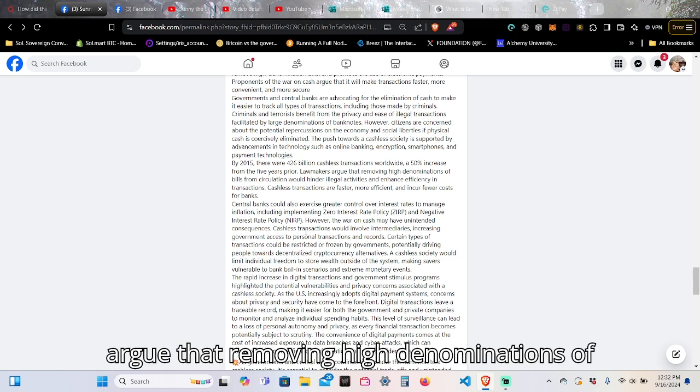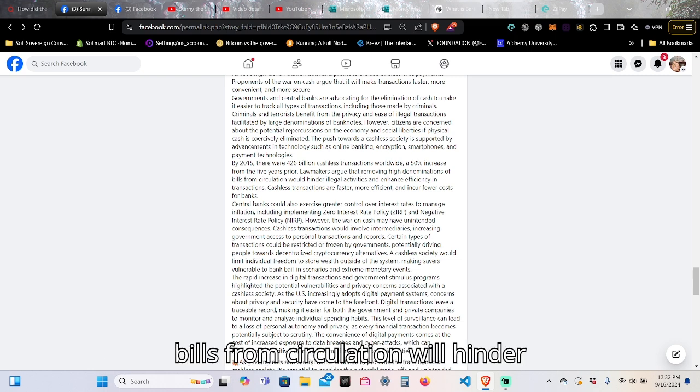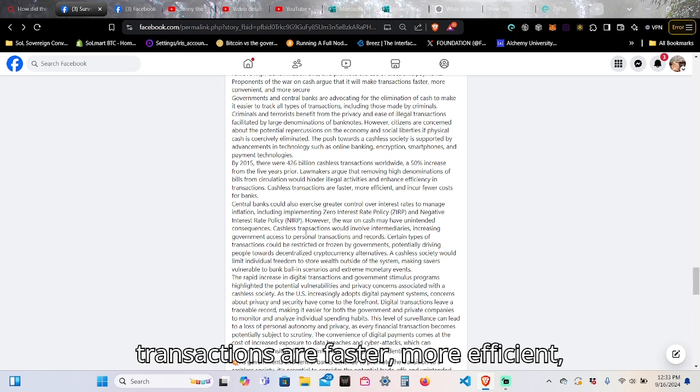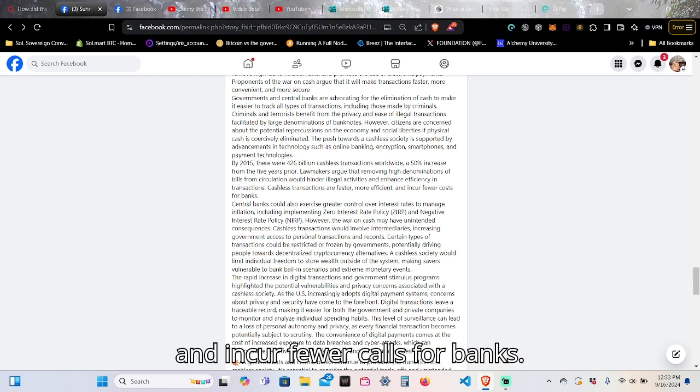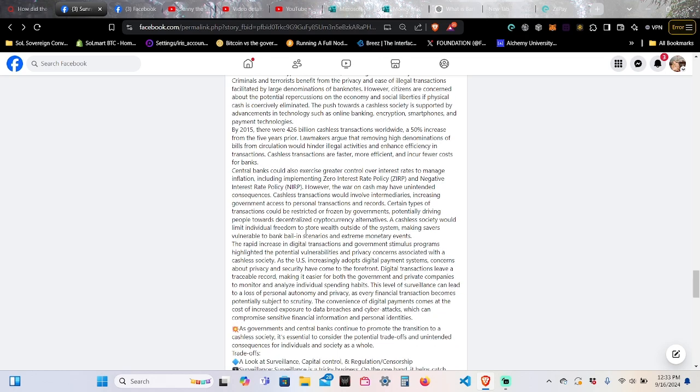Lawmakers argue that removing high denominations of bills from circulation would hinder illegal activities and enhance efficiency in transactions. Cashless transactions are faster, more efficient, and incur fewer costs for banks.